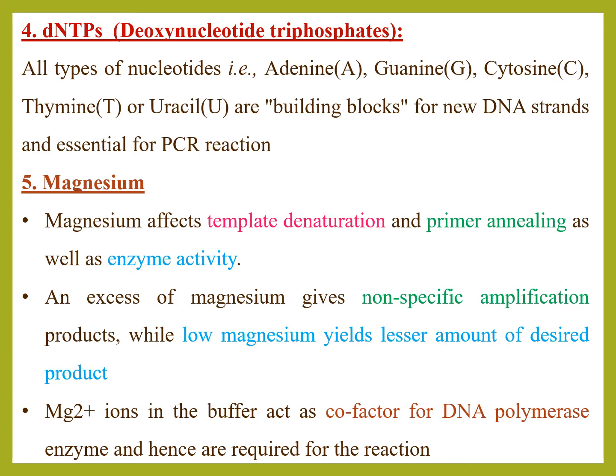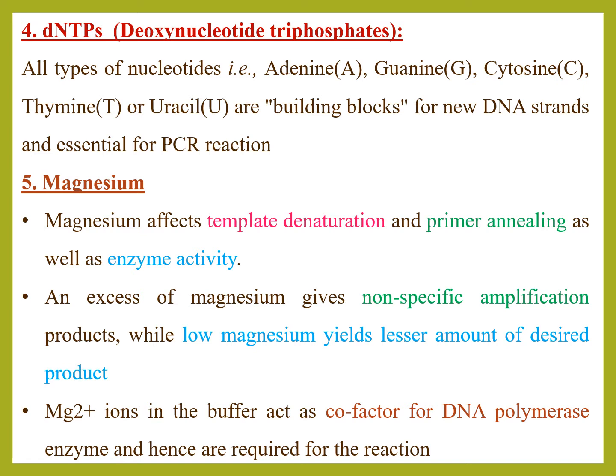All types of nucleotides, that is adenine, guanine, cytosine, thymine or uracil, are the building blocks for new DNA strands, and these are essential for the PCR reaction. And this Taq polymerase, with the help of bound primers and these dNTPs, will add to the template according to the complementary nature.